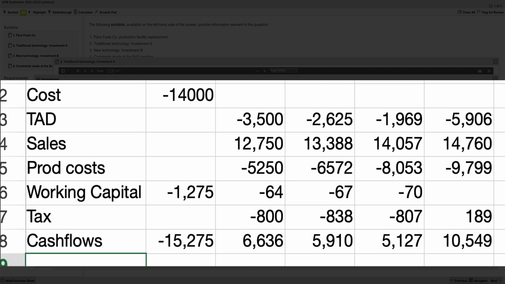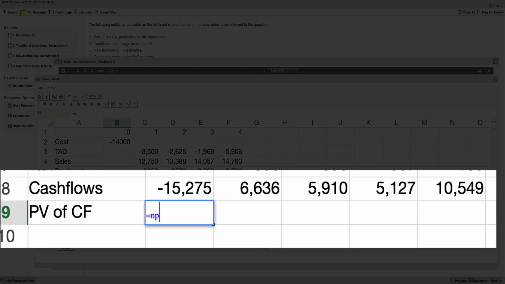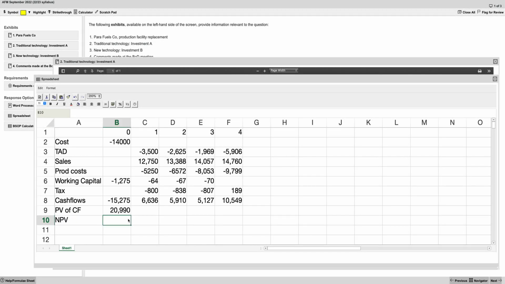Okay, and then I can work out the present value of the cash flows. Remember, I showed you at the start it was 12%. So to do that, I want my NPV working. I want the rate, which was 12%, and I want it based on everything apart from year 0. That gives me that. So now I can just work out what my actual NPV is by taking into account year 0. So sum of that to that. And there you go. That's the NPV done.